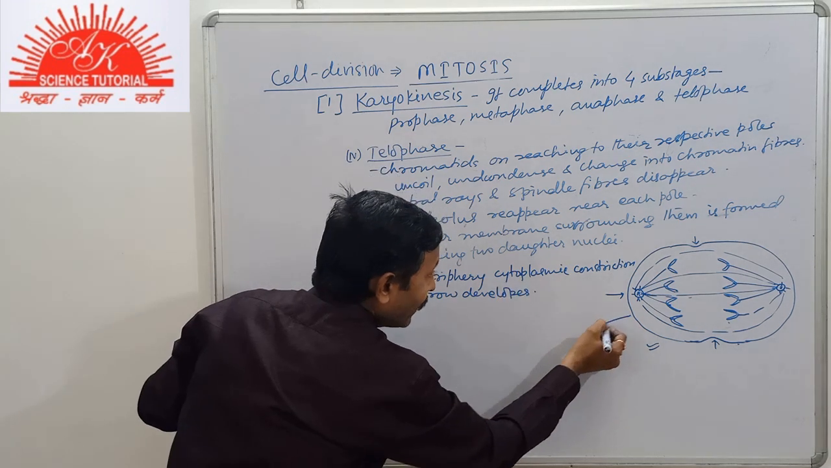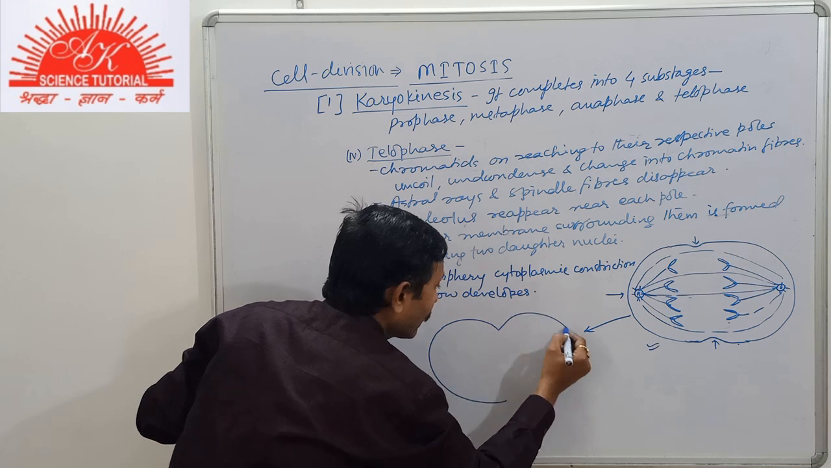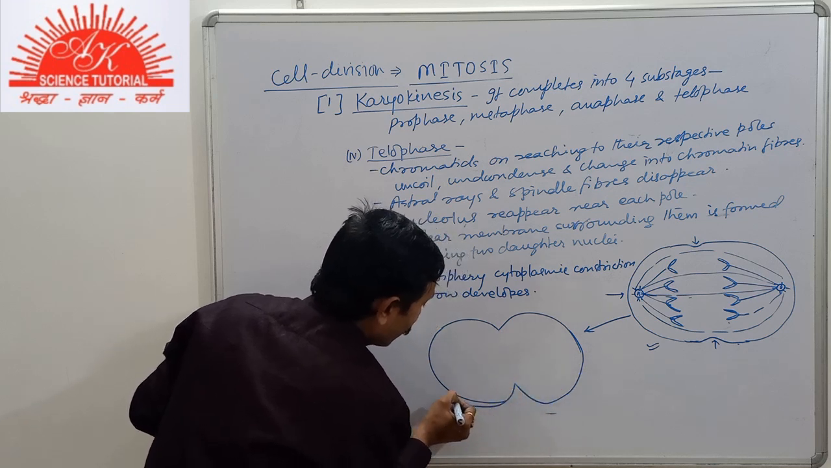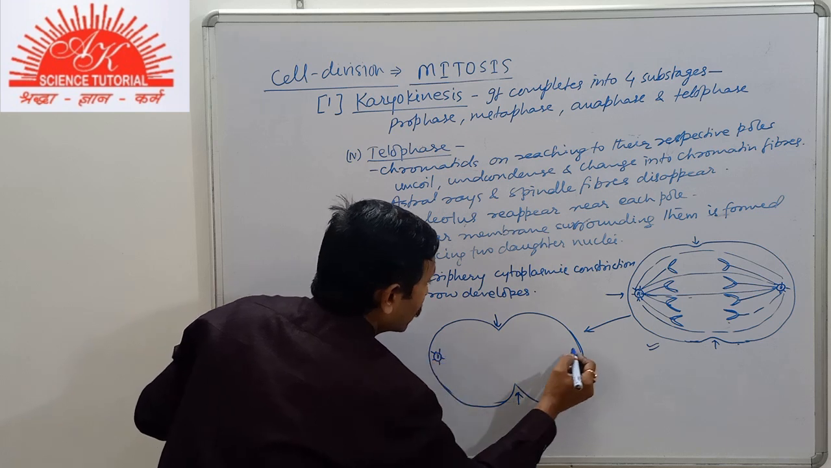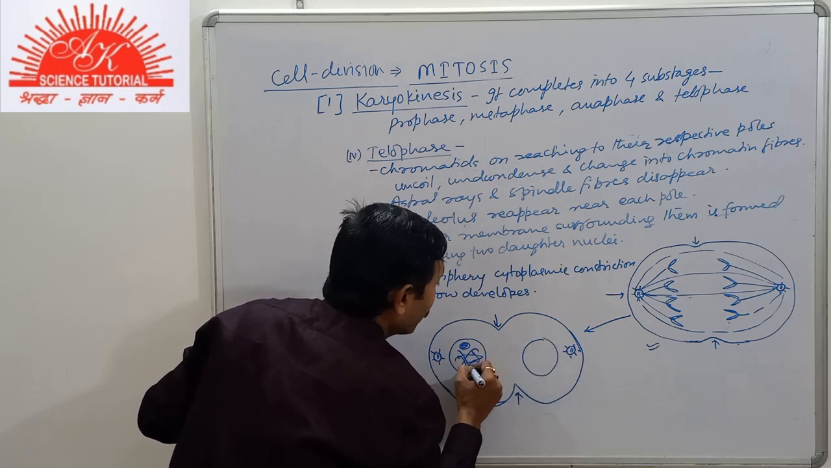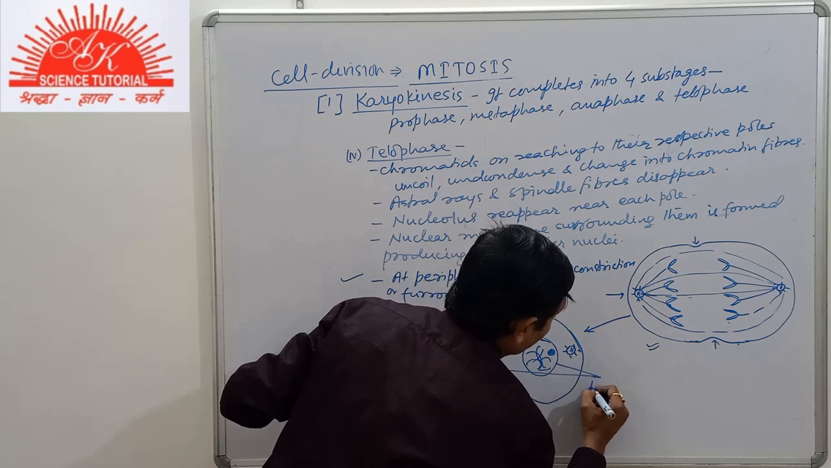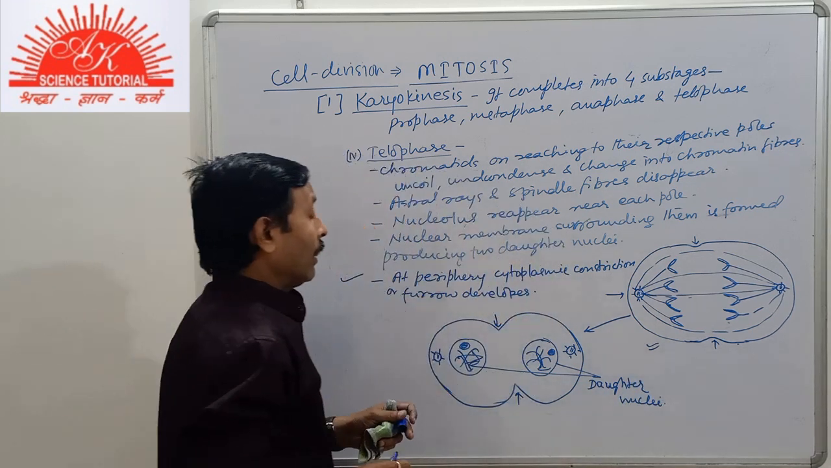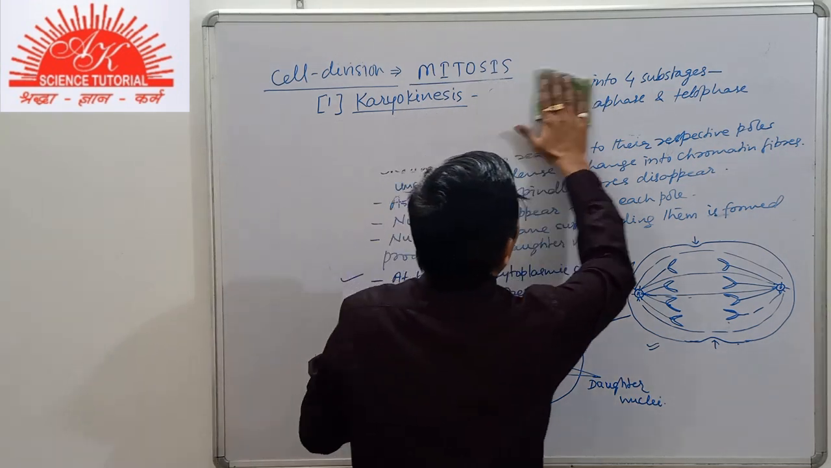develops. So as a result of telophase, you will observe in the cell the cytoplasmic furrow growing towards the center. This is the cytoplasmic furrow. Now here is the structure, and two daughter nuclei are formed, with nucleolus and chromatin fibers. So these are the two daughter nuclei, which are diploid in nature. Now, these were the different phases of karyokinesis.